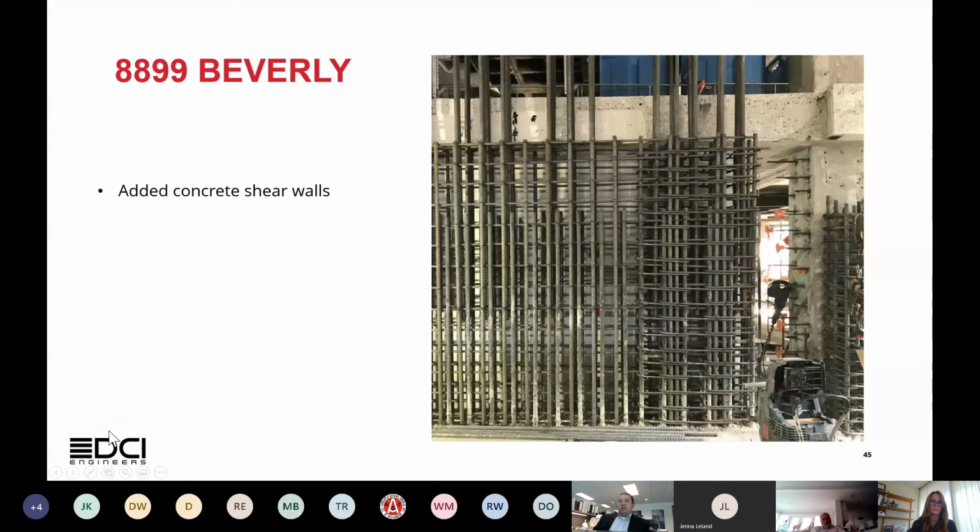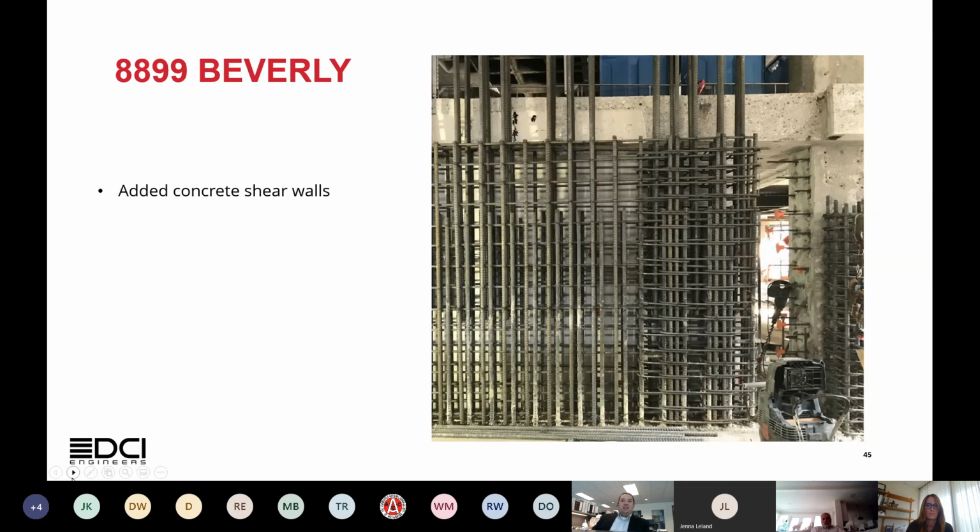Then the lateral system, it had originally been a concrete moment frame system, was not meeting current standards as well for seismic detailing in those moment frame elements. So we had to infill 2 bays in each direction with a concrete shear wall, and you can see the added reinforcing and the boundary element detailing that we had to implement within the building itself.